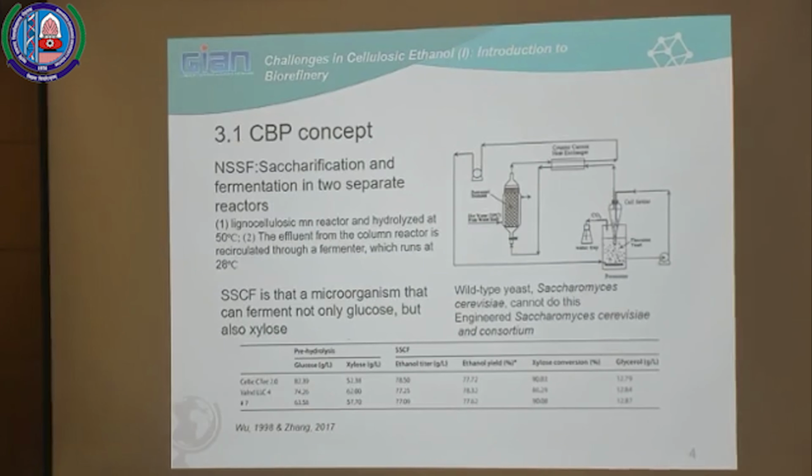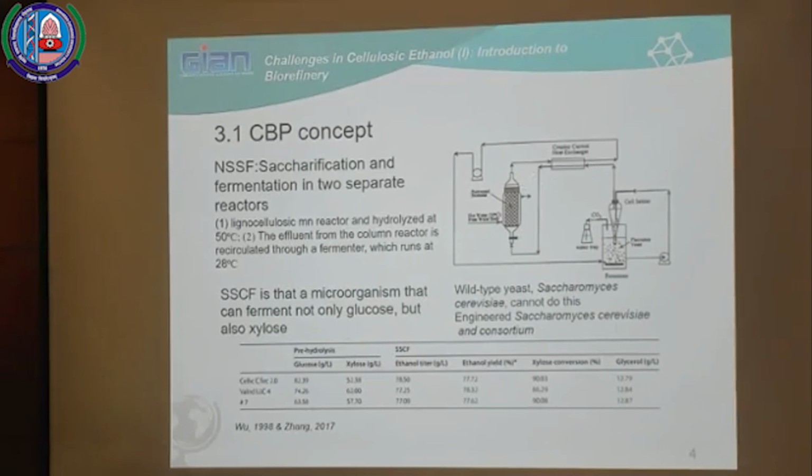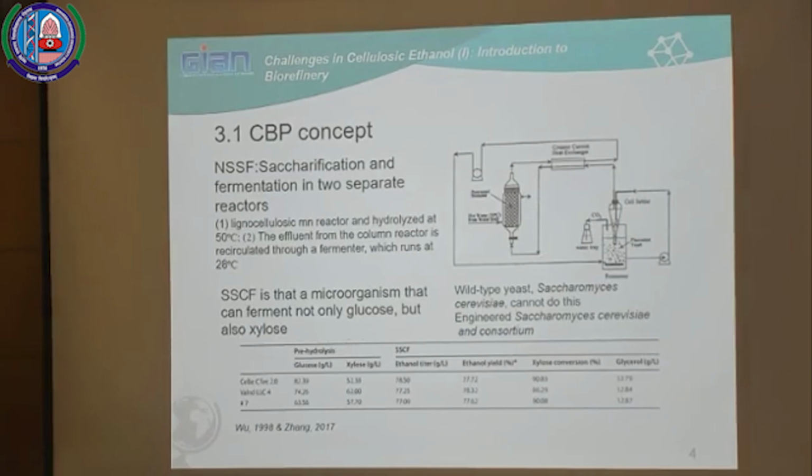In the first vessel, biomass was loaded and enzyme was loaded, and the hydrolysis liquor was transferred into a new vessel. This vessel is a fermentation vessel. In the lignocellulosic column reactor, the working temperature is 50 degrees centigrade. And in the fermentation reactor, the temperature is 28 degrees centigrade.